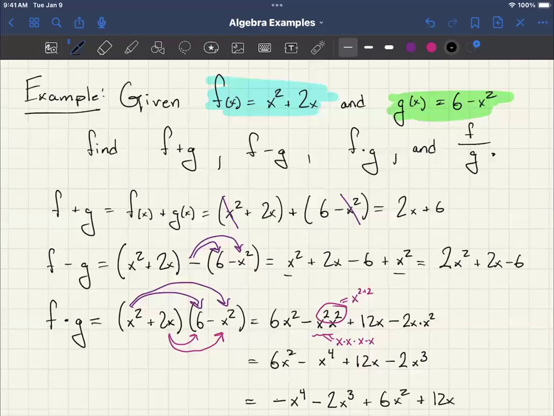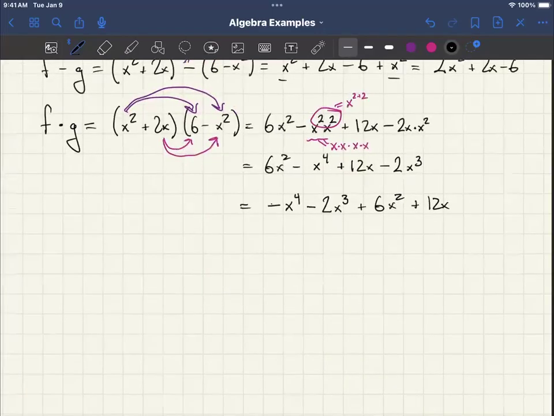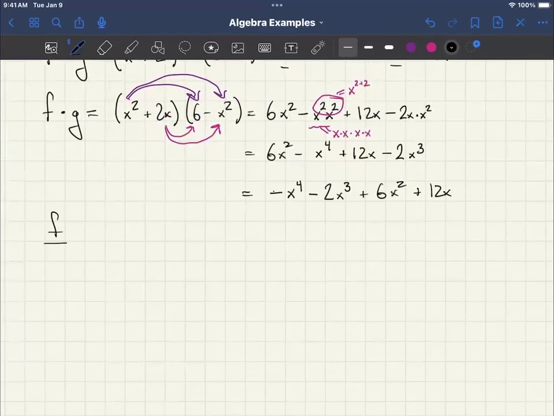All right, one more to go. Our last one is f divided by g. So in this one, we are looking at our f of x, which is x squared plus 2x, divided by our g, which is 6 minus x squared. And that's pretty much all that we can do with that one. If we wanted to, we can play around with it for a little bit. I will show you something we could do.